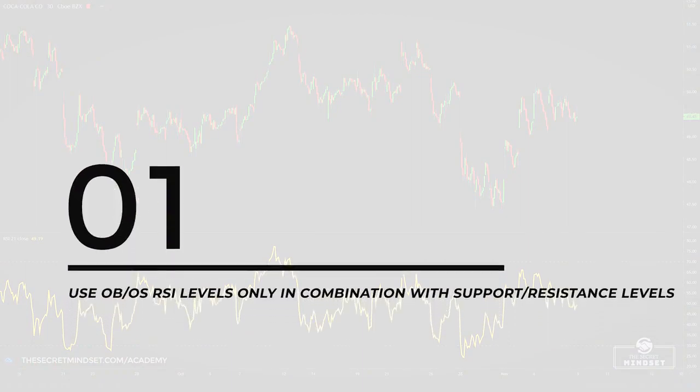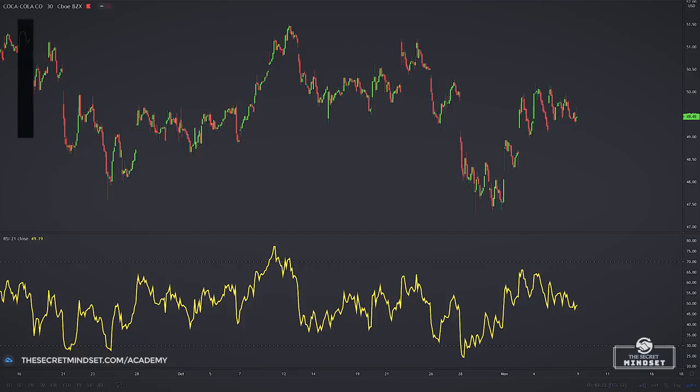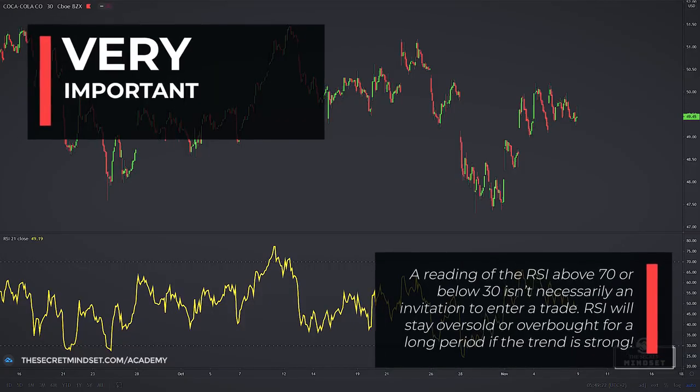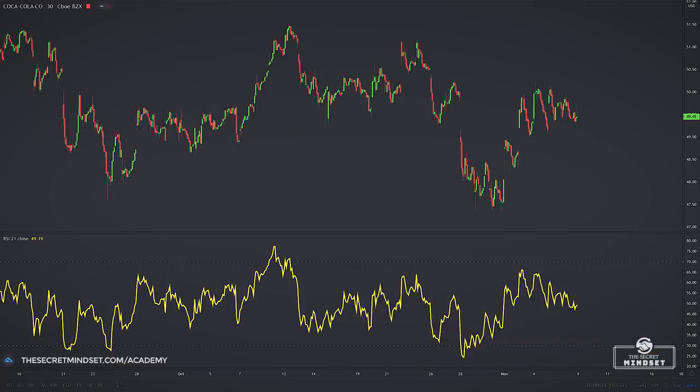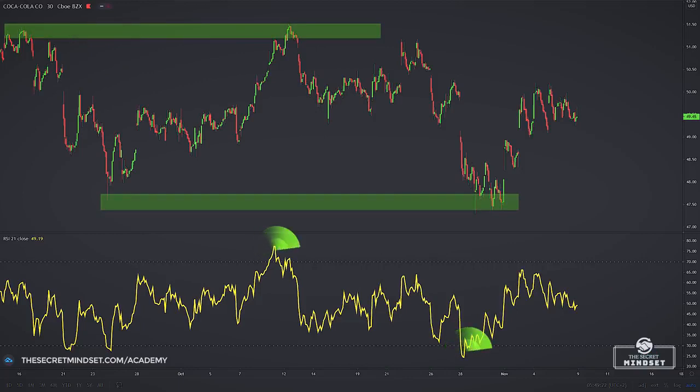Number 1. Use RSI overbought and oversold levels only in combination with support and resistance levels. A reading of the RSI above 70 or below 30 isn't necessarily an invitation to enter a trade. In some instances, an asset may remain overbought or oversold for an extended period of time if the price trend remains strong. Before acting on overbought and oversold readings, examine price action and make sure you identified all major support and resistance points on your chart and take signals from these key areas.